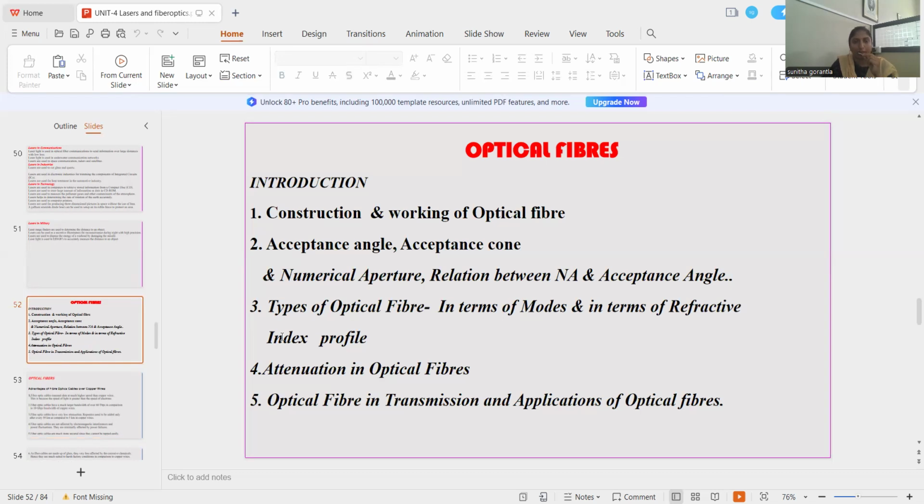Third one, types of optical fibers in terms of modes and in terms of refractive index profile. Fourth one, attenuation in optical fibers. Attenuation means losses. Fifth one, optical fiber in transmission and applications of optical fibers.